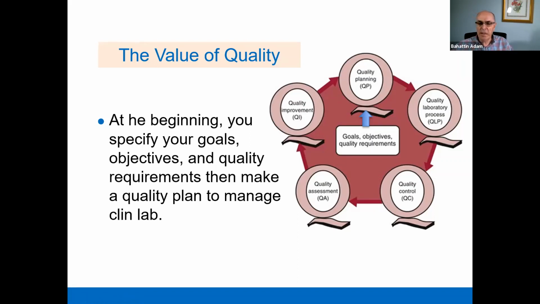Okay, this is a whole quality management as we see here. Now I am going to talk about it step by step, and I hope that you will understand what quality management and quality assessment mean at the end of these lectures.